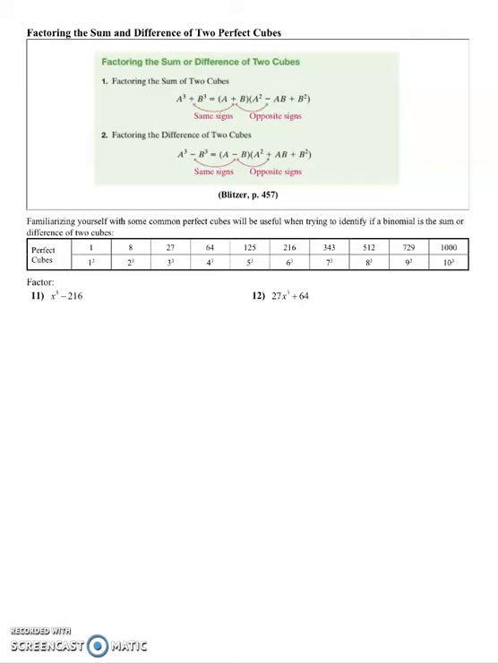Okay, this is the third and final part of section 6.4. We're going to talk about factoring the sum and difference of two perfect cubes.